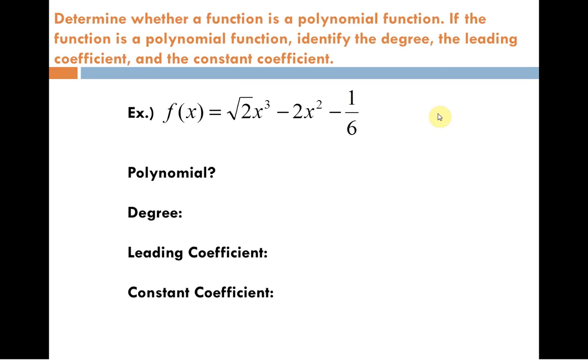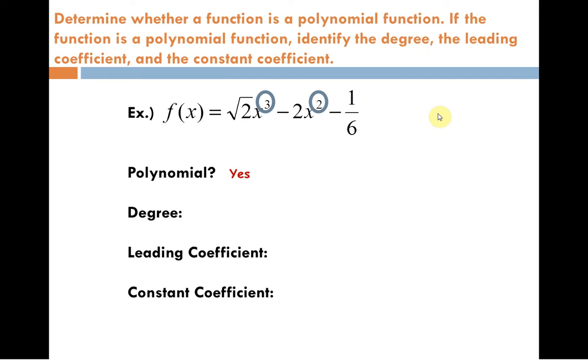So determine whether this is a polynomial. If it is, identify the degree, leading coefficient, and constant coefficient. So is this a polynomial? I see exponents there. Are those exponents negative? Nope. Are they fractions? Nope. So is this a polynomial? Yes! Alright, degree. Degree comes from the highest degree when it's in standard form.